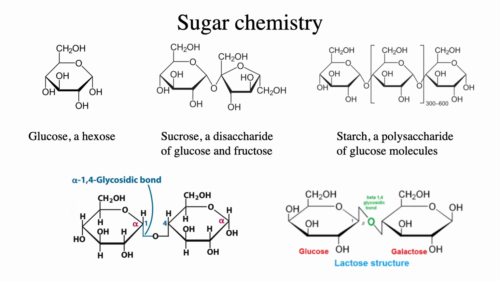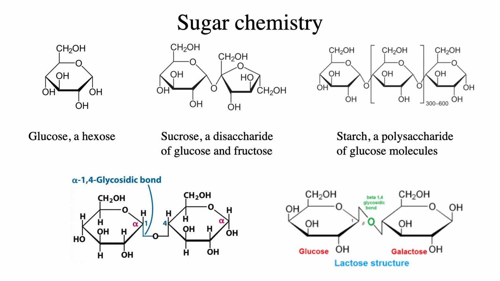It is shown as a hexose, a 6-carbon sugar, and in ring form. It is a monosaccharide, a single sugar molecule. Next to it, we can see sucrose. It is a disaccharide. It is made up of 2 sugar units put together. In this case, sucrose is made up of a glucose molecule and a fructose molecule.